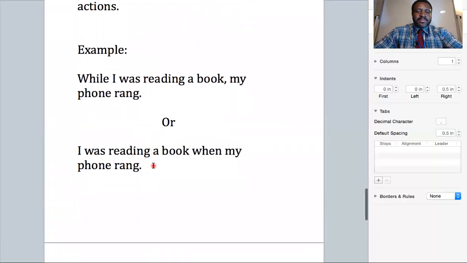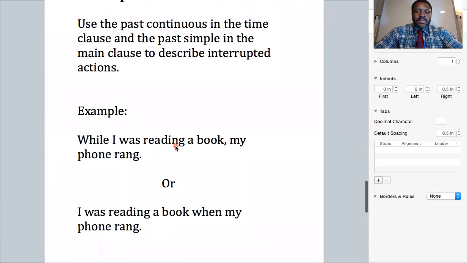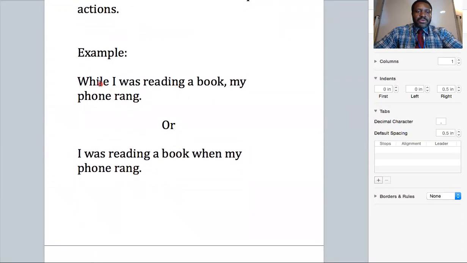Or we can say, I was reading a book when my phone rang. Remember, use while or when with the past continuous. So I can say, while or when I was reading a book, my phone rang.